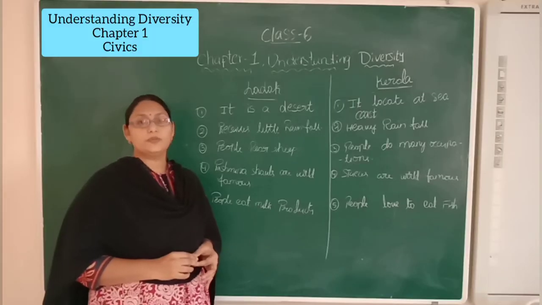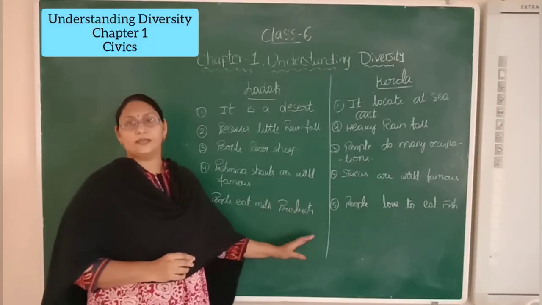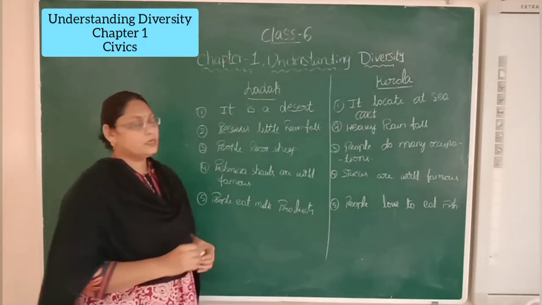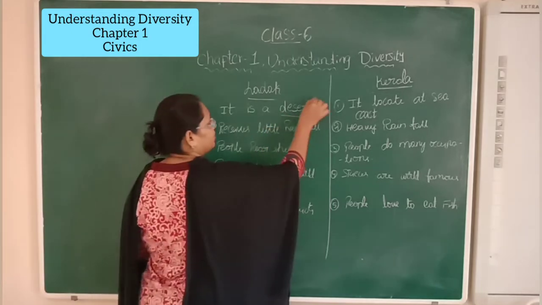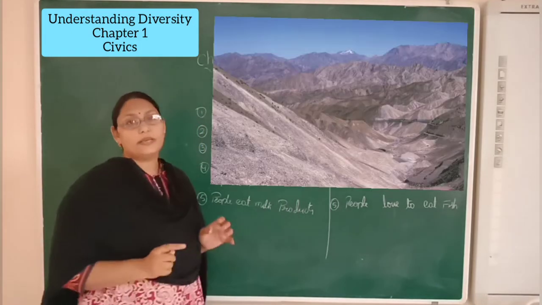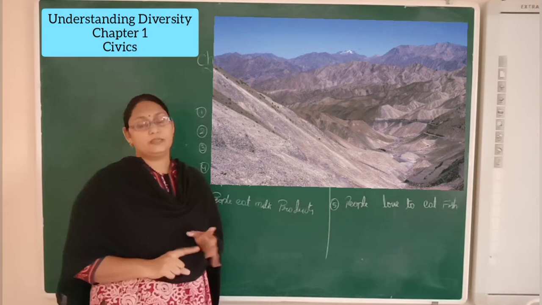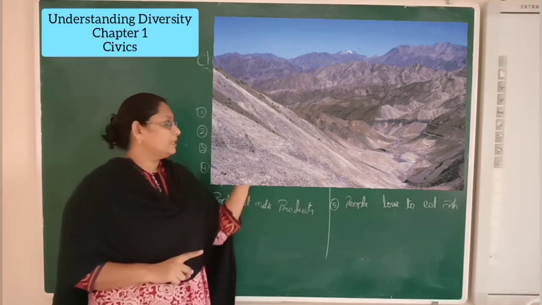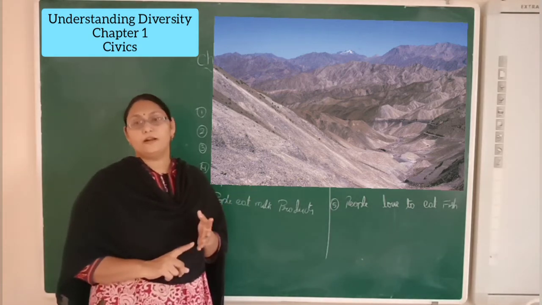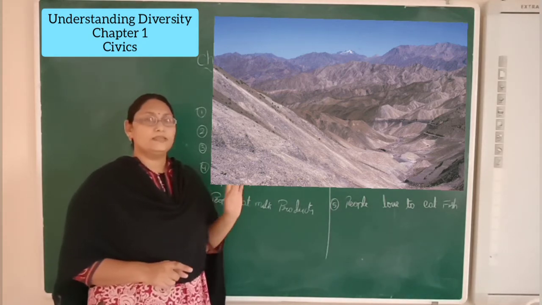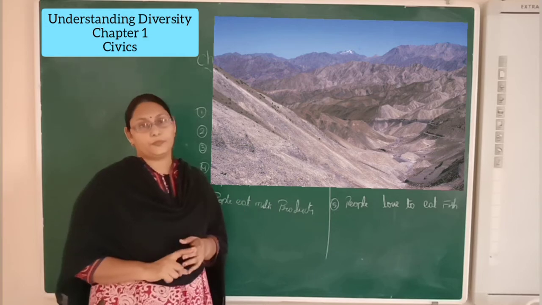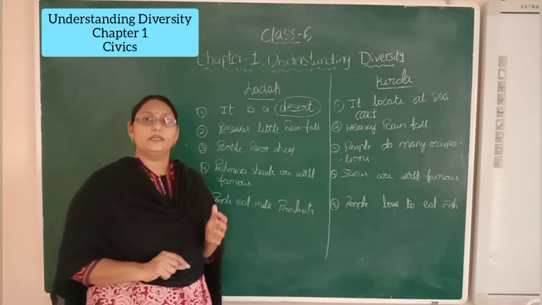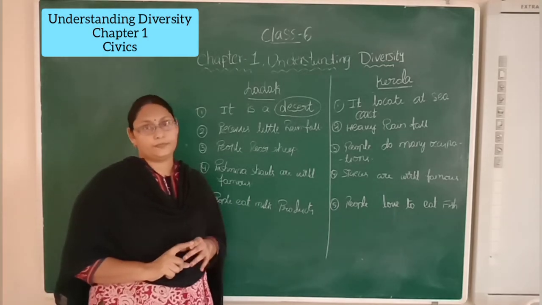Now we need to observe the differences between Ladakh and Kerala. So the first one is, it is a desert. So desert means where there is no rainfall and no green vegetation. Not only the sandy desert. So in that place there is less rainfall and no vegetation. That's why the place is called a desert. It is a mountainous desert. Most of the time in a year it is covered with an ice sheet.